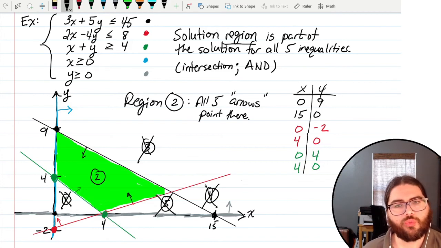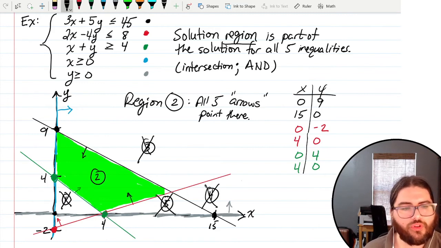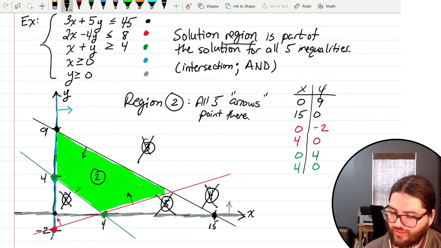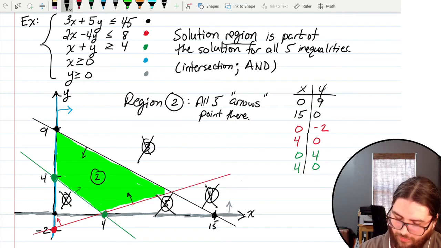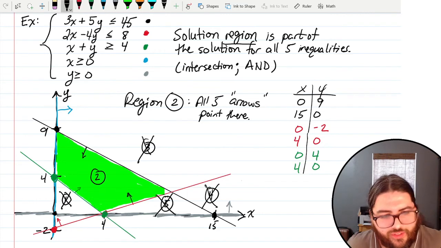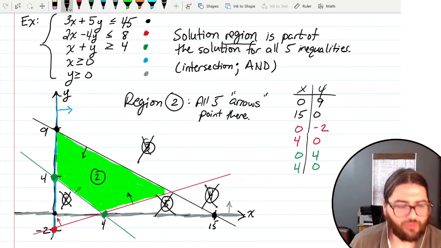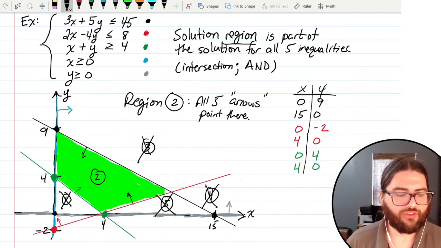Remember, the solution region is the region where all 5 of the inequalities were true. And I drew my arrows to the side where all 5 were true. That's kind of a neat way to look at this. Let me show you what that would look like on Desmos, because Desmos will do this much faster than I did.